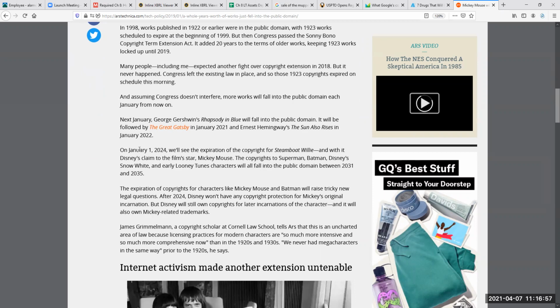Now, here's the thing. On January 1st, 2024, we'll see the expiration of the copyright for Steamboat Willie, and with it, Disney's claim to the film that stars Mickey Mouse. The copyright to Superman, Batman, Disney's Snow White, and early Looney Tunes will fall into public domain between 2031 and 2035. But Mickey Mouse, amazing, 24, will raise tricky new legal questions.